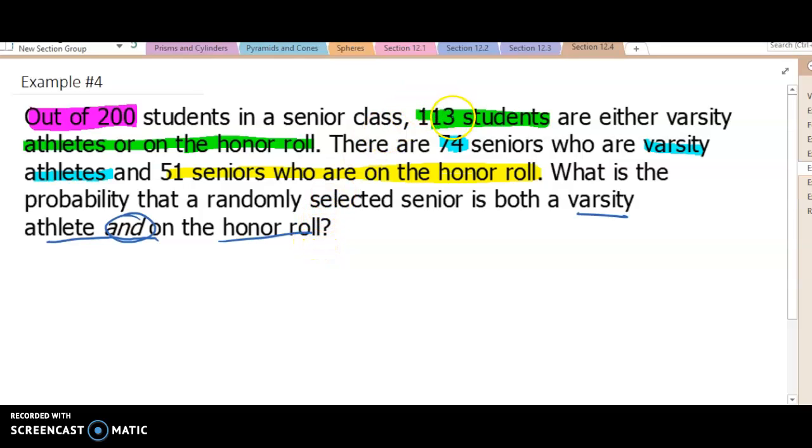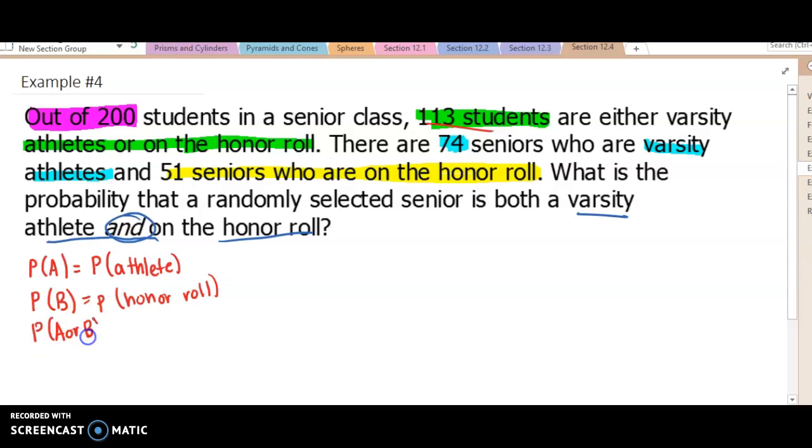All right. So first let's just write out what we know. Let's let the probability of A be the probability that we're a varsity athlete. Okay, and the probability of B is the probability that we're on the honor roll. Those are the two things we're talking about here. Okay, we know they're all seniors. It says 113 are athletes or on the honor roll, so the probability of A or B is the probability of athlete or honor roll.